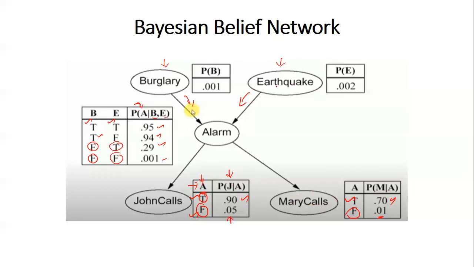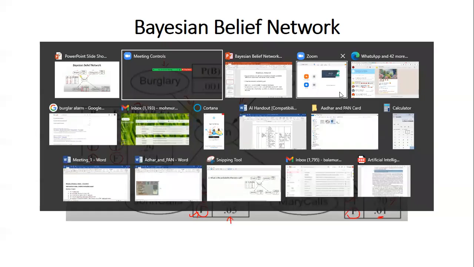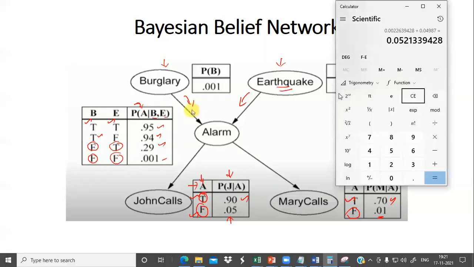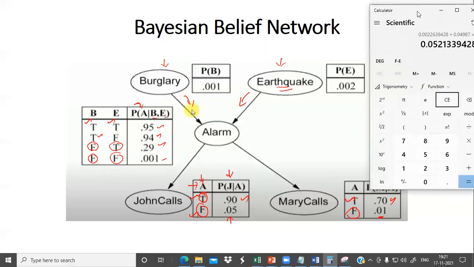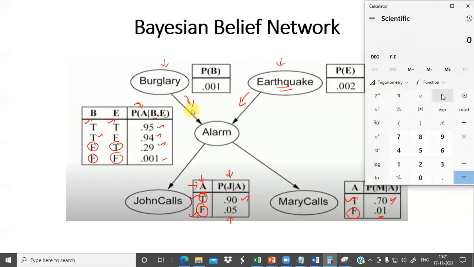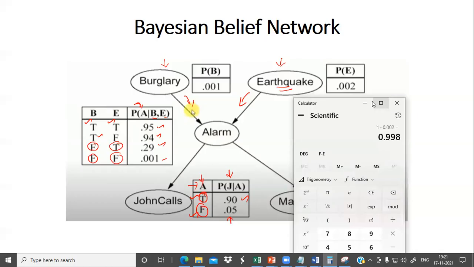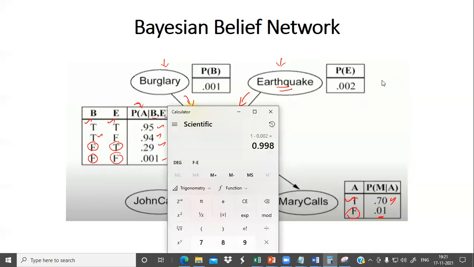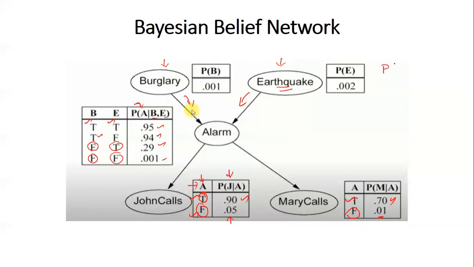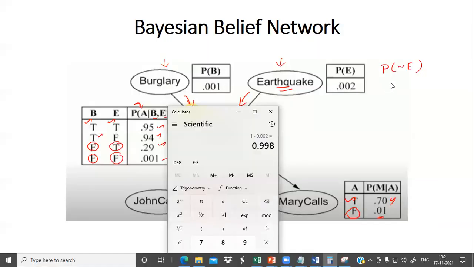What is the probability of occurrence of earthquake? This is 0.002. So what is the probability of non-occurrence of earthquake? The probability of non-occurrence of earthquake is nothing but 1 minus 0.002, which is 0.998. Let us better write it down. The probability of non-occurrence of earthquake is 0.998.